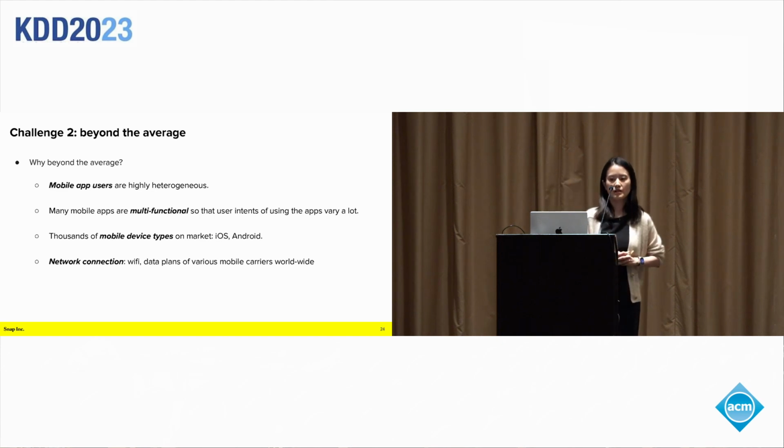Furthermore, there are thousands of mobile device types on the market. We know iOS and Android, but even just for Android, the Snapchat user base has several thousand different Android mobile devices, so they're highly different from each other. What is more, when users use their mobile apps, they could be in very different environments. They could be on Wi-Fi, or on data plans with various mobile carriers worldwide. All these factors could contribute to the heterogeneity of the mobile app data.